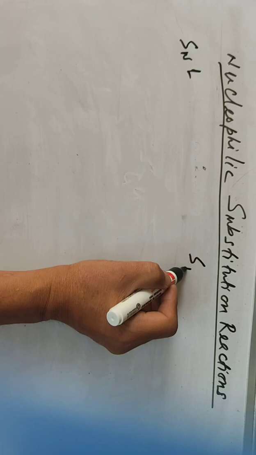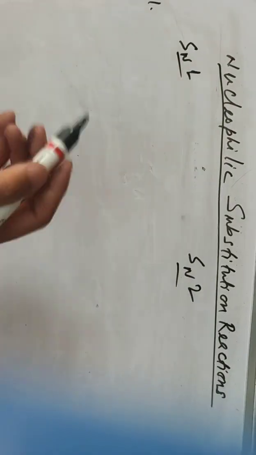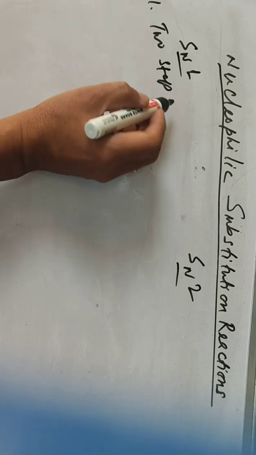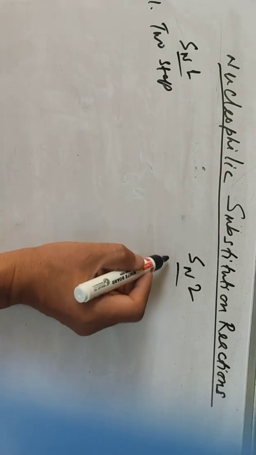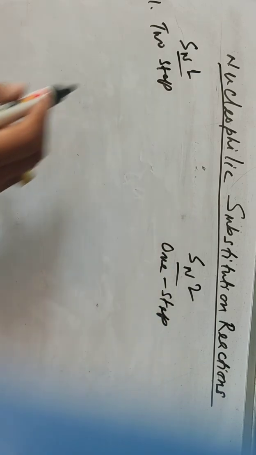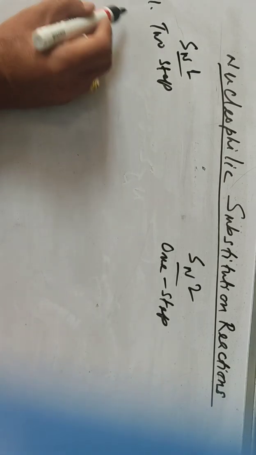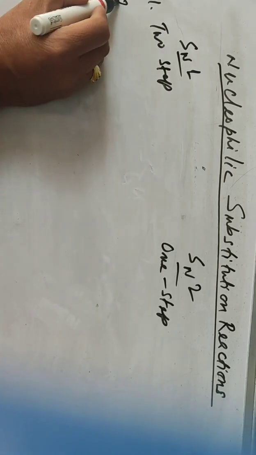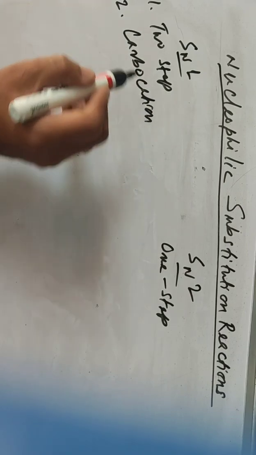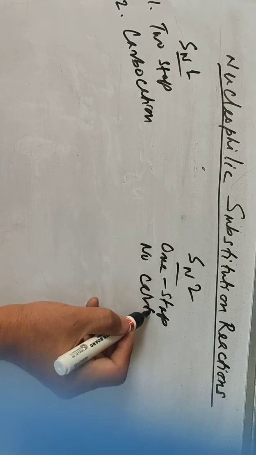Compare these two. In the case of SN1, it is a two-step mechanism, and here SN2 is a one-step mechanism. Okay, this is concerted, and in SN1 the formation of a carbocation takes place. So here the first step is the rate determining step. A carbocation is formed, and carbocation rearrangement can take place. In SN2 no carbocation is formed; this is a concerted mechanism.